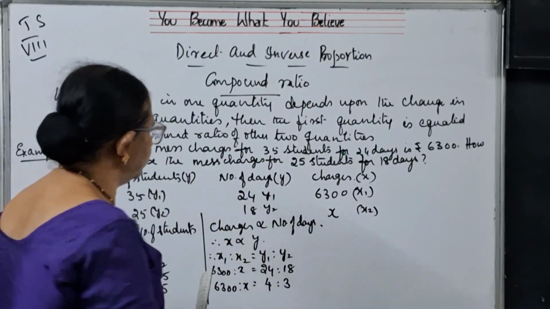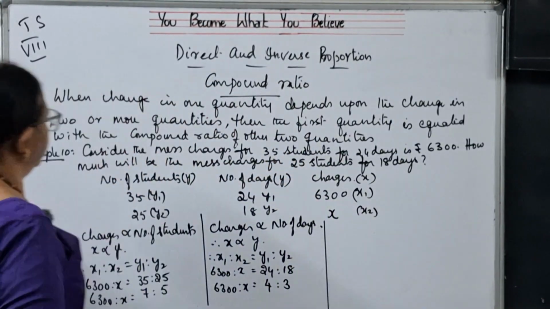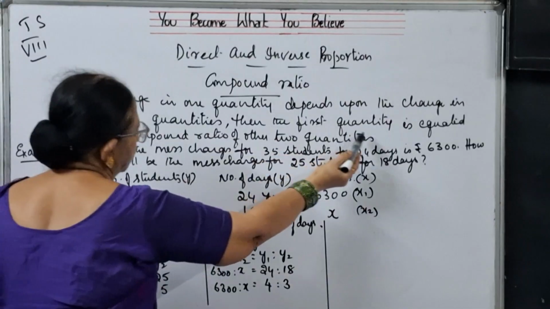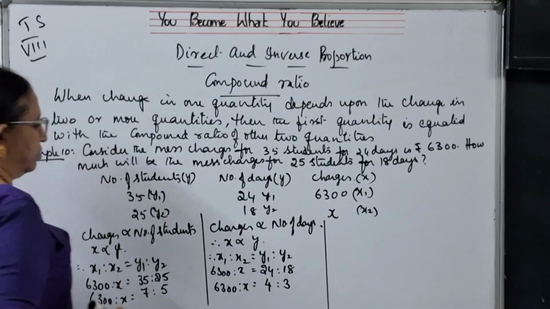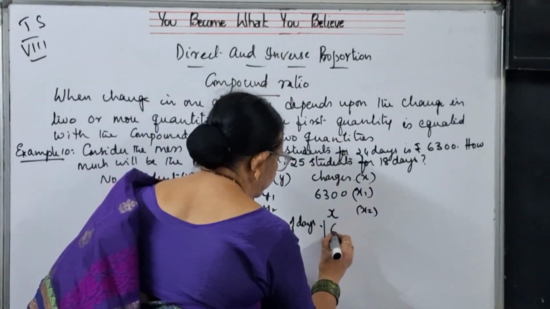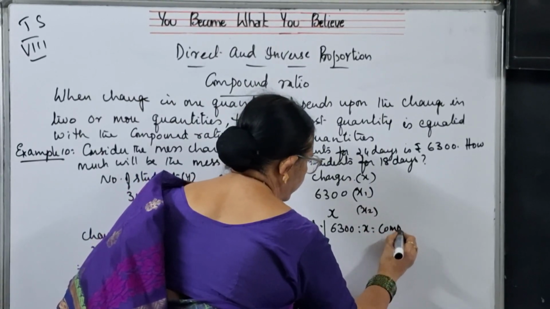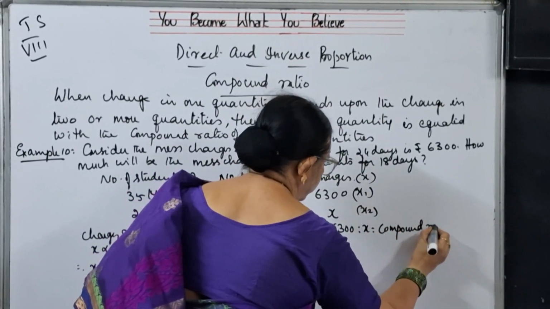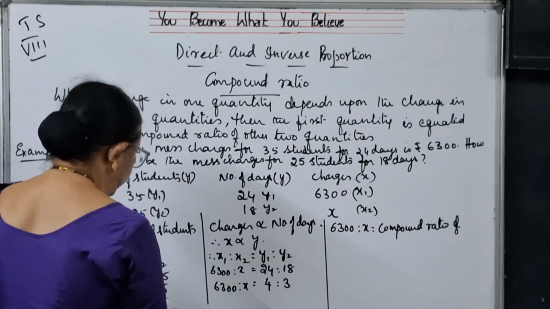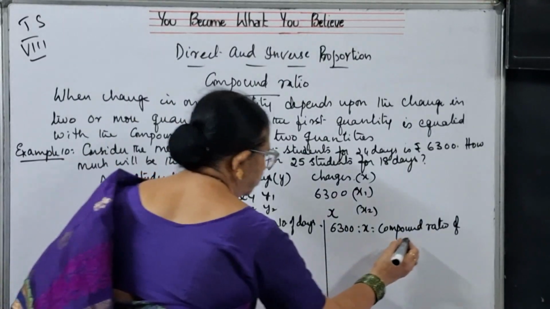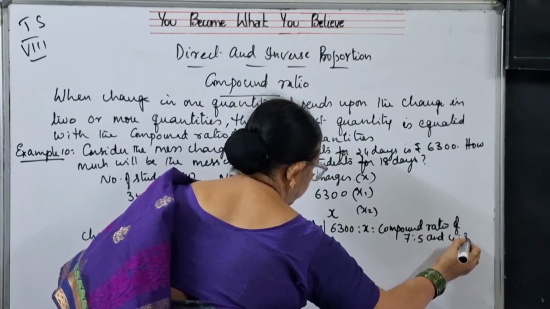Now what we need to do? We have to find out, as we said, in this definition, the first quantity is equated with the compound ratio of the other two quantities. Therefore, 6300 is to x is equal to the compound ratio of what? Of 7 is to 5 and 4 is to 3. Compound ratio of 7 is to 5 and 4 is to 3.